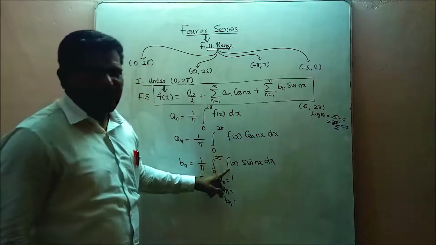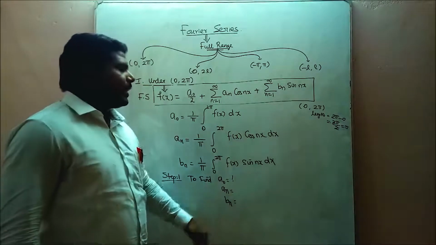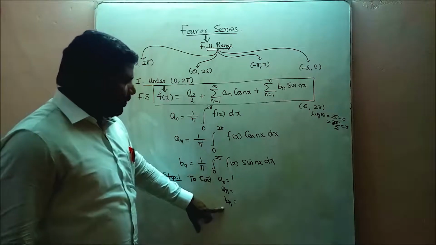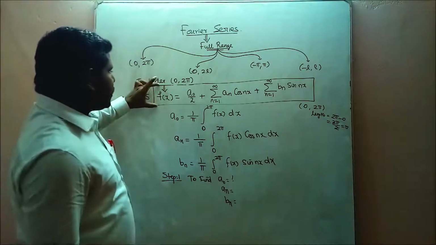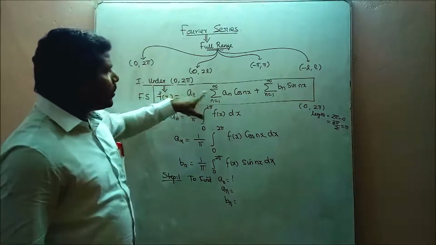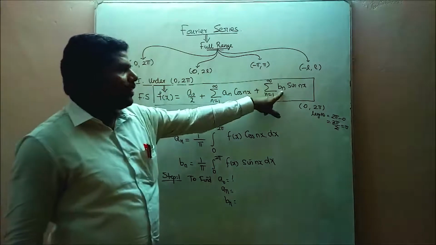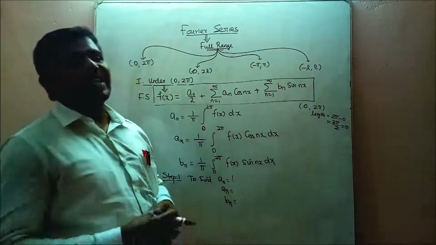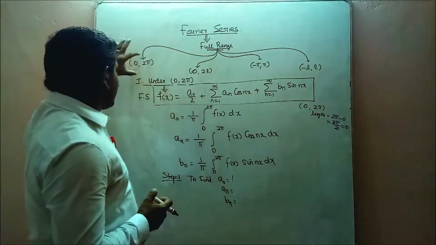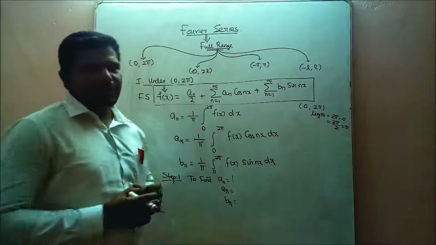Substitute f of x and integrate, so you will get the value of bn. After calculating a0, an, bn, substitute the values of a0, an, bn in the Fourier series formula we initially wrote. We will get the required Fourier series. This is the basic way to find the Fourier series in this interval.